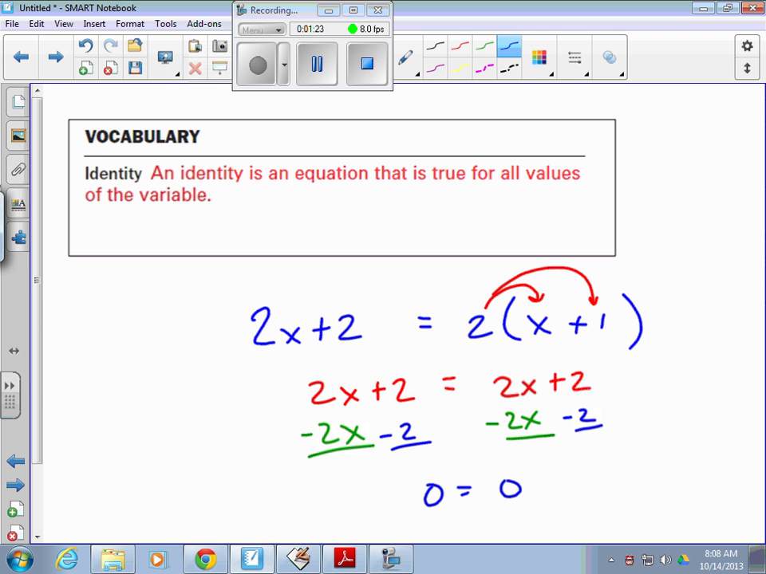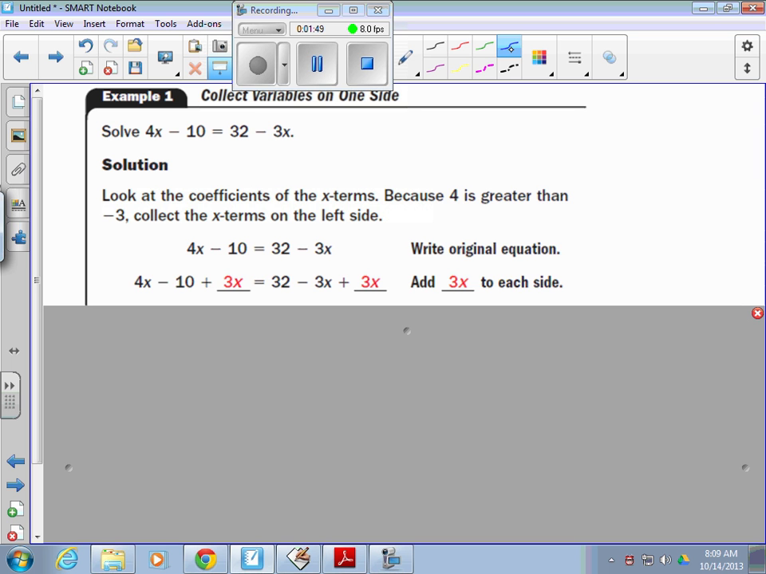That's considered an identity. If you have anything at the end that's a true statement, let's say we had gotten 4 equals 4 at the end, that's a true statement. Therefore, that's considered an identity. And how would you represent that? You would say x equals all real numbers. Just 2 lines right there, and you make a big capital R. That's every real number you could plug in that spot and make it a true statement.